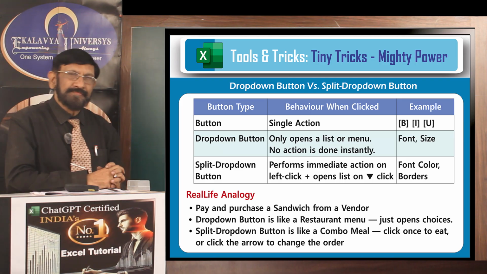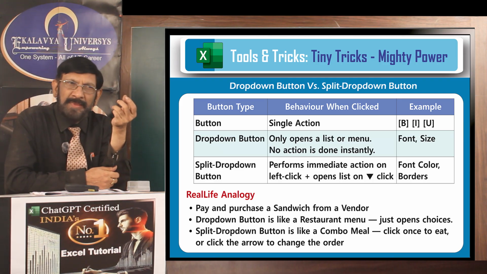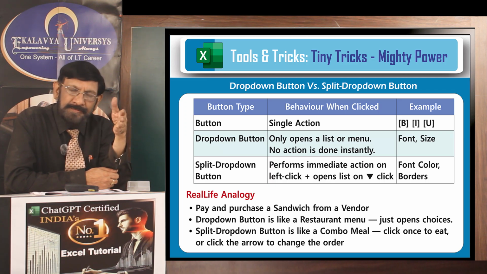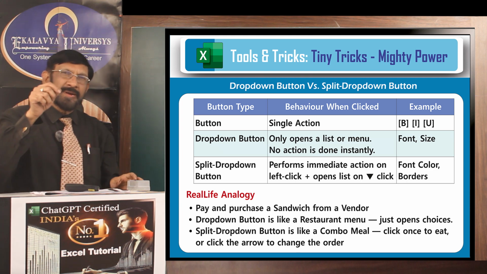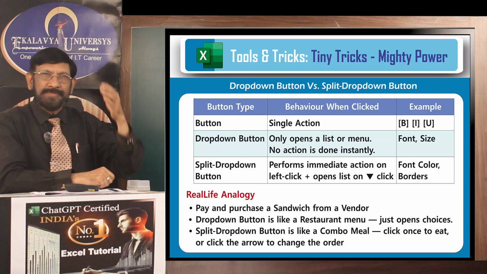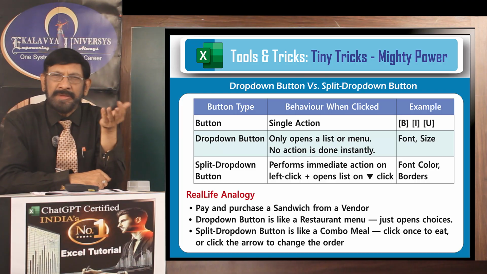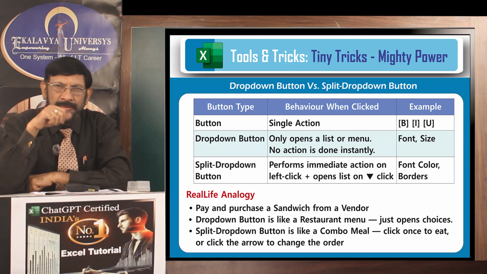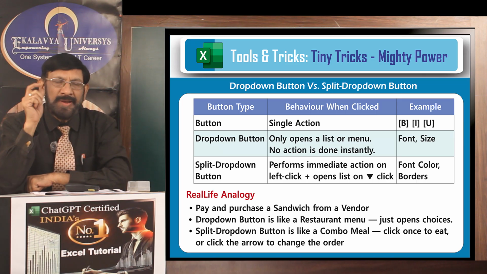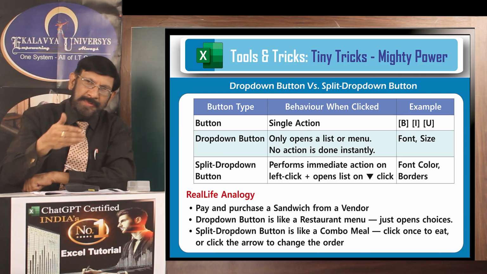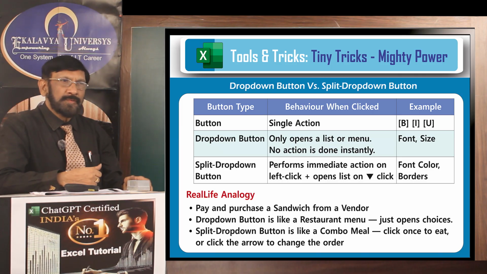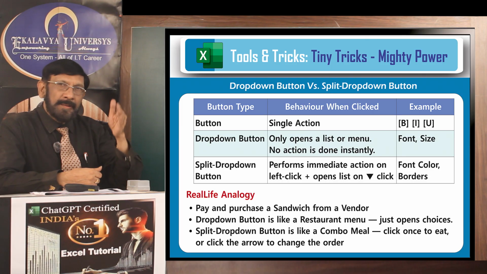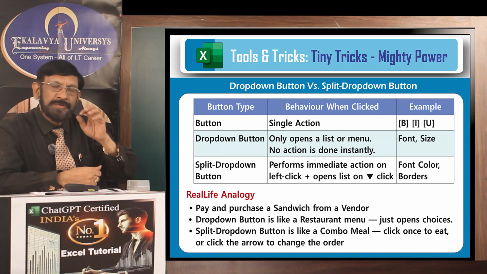Drop down button means, the best example is font name and font size. Font names, in your computer, dozens of fonts, tens of fonts are there. A list, once you click on that, a big list is open. Out of that, whatever font you want, you can select. Like Times New Roman, you can select. Otherwise, Rockwell, you can select. So, out of the menu, you select one, whatever you want. That is called drop down button. Menu is there. Out of the menu, you select one.